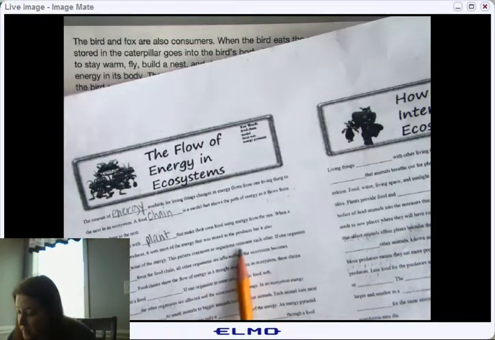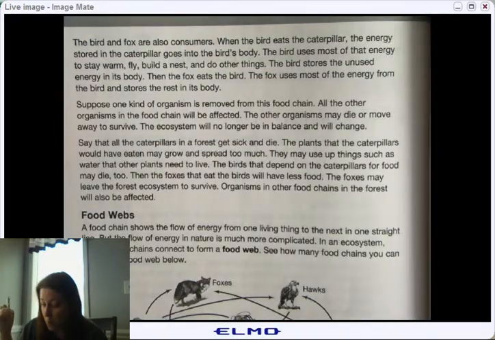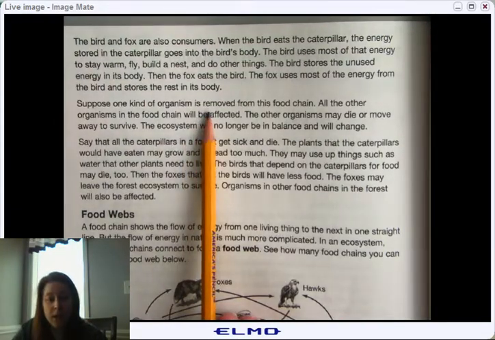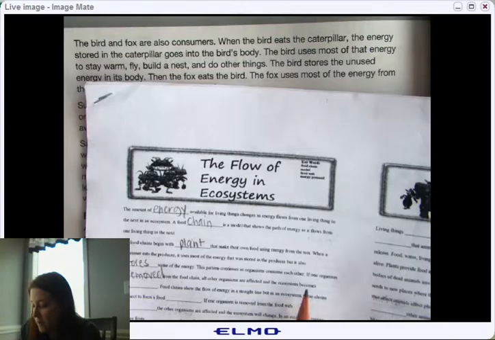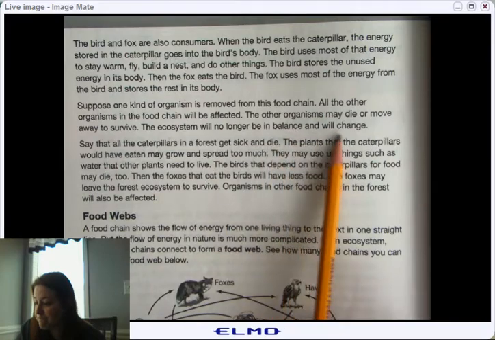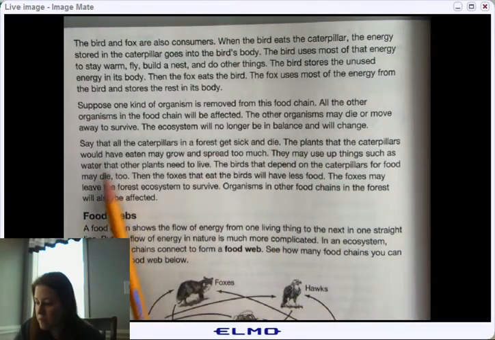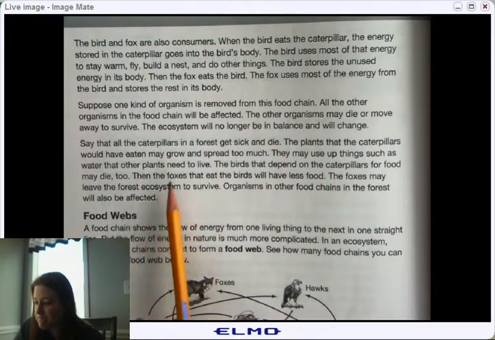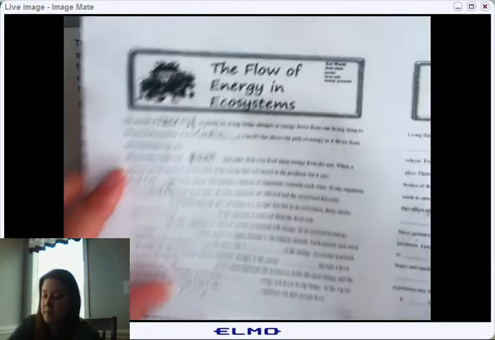The pattern continues as organisms consume each other. If one organism is removed from the food chain, all other organisms are affected and the ecosystem becomes unbalanced. So if one organism is removed from the food chain, all of the organisms are affected and the ecosystem becomes... What's going to happen? Well, we could write this word, but I was thinking the word would be unbalanced. I'm going to write unbalanced here.